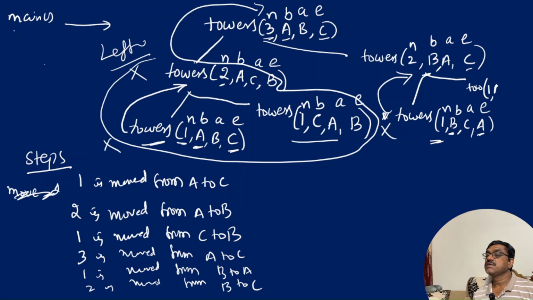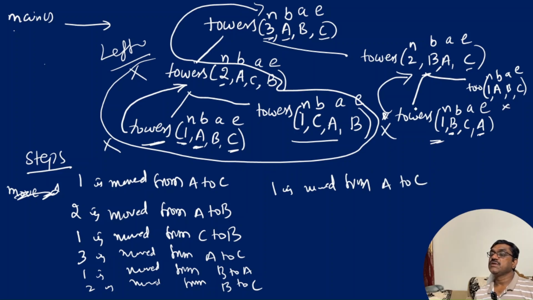Next to right means what you do is you take auxiliary. What is auxiliary here? A. What is the end here? C. What is the remaining? B. Okay. This is N, B, A, C. Now in this case, again we are getting 1. In this case, 1 is moved from, what is beginning? A. What is end? C. 1 is moved from A to C.